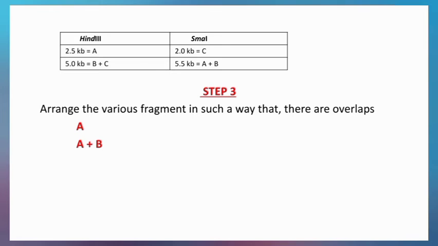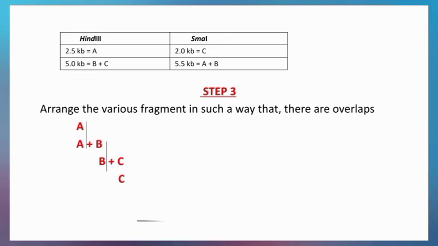So for the 5.0 kilobase fragment, which was equal to B plus C, when we place that fragment here, that is the B here, it will also be able to overlap with it. And then let's pick the last fragment, equal to C, so that C will also be able to overlap with the pre-existing C that we have seen here. After doing this, the next thing we are going to do is to start the mapping itself.